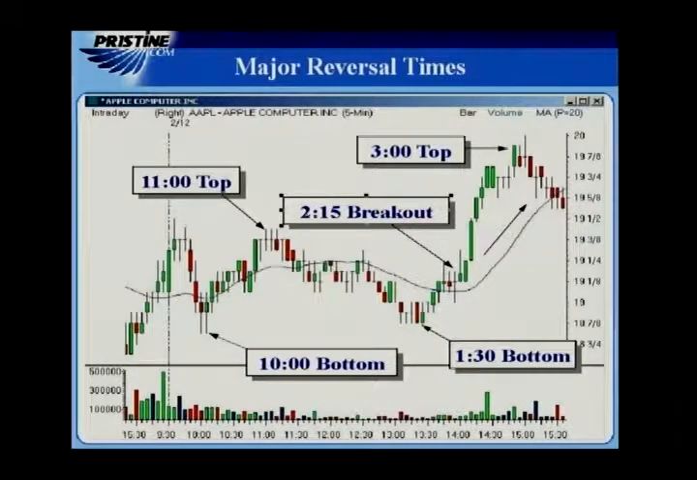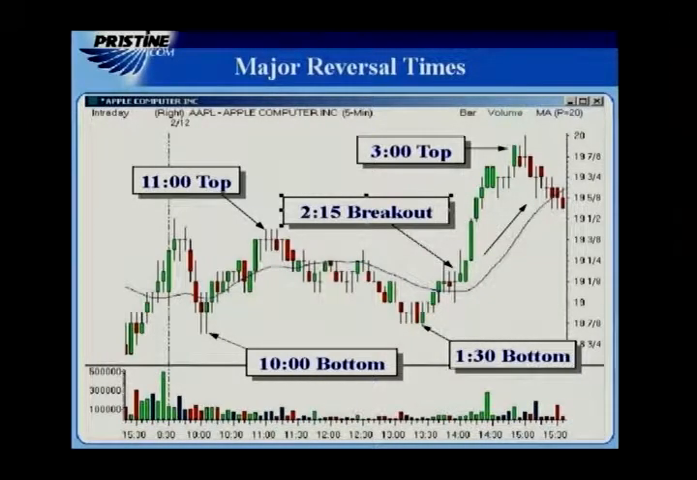It is exactly at 1:30 Eastern Standard Time that the stock stops its drift to the downside and starts to blast off to the upside. It is exactly here at 2:15 that the velocity of this up move quickens.